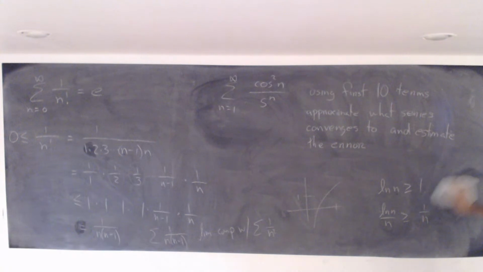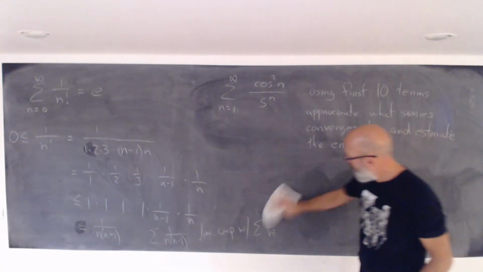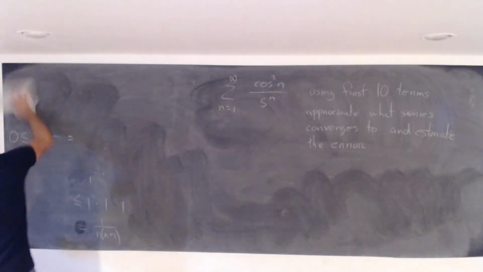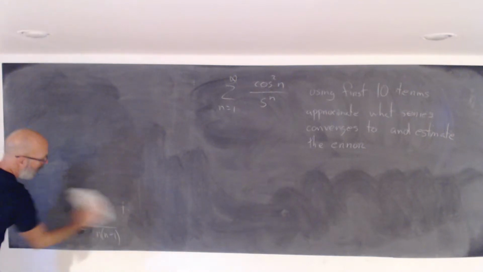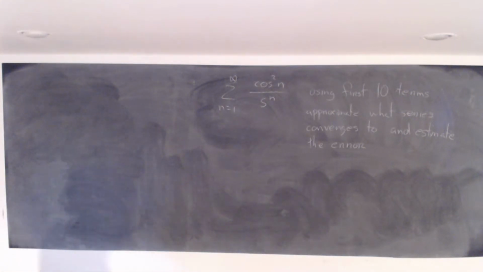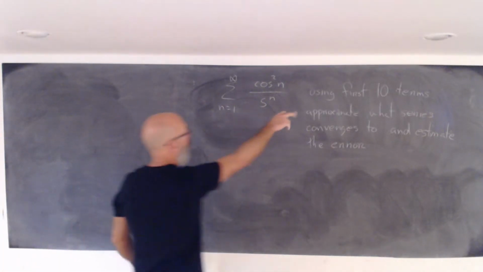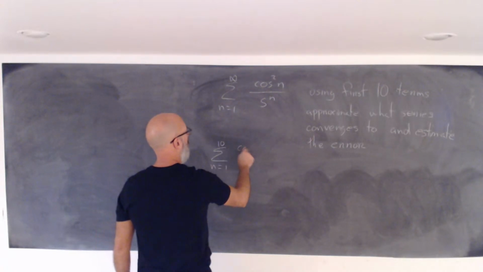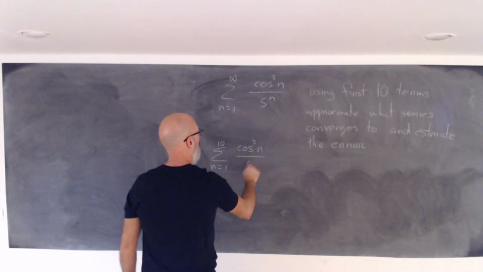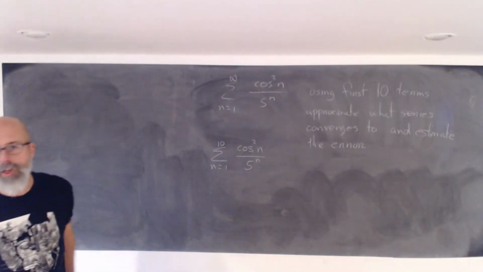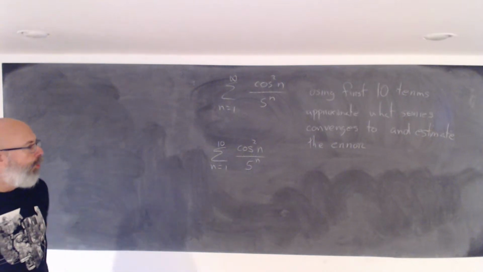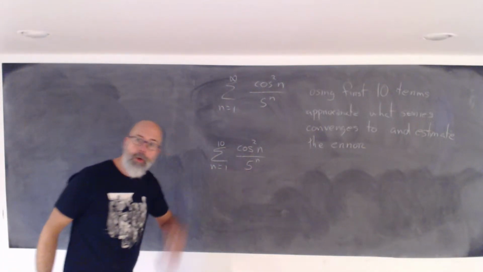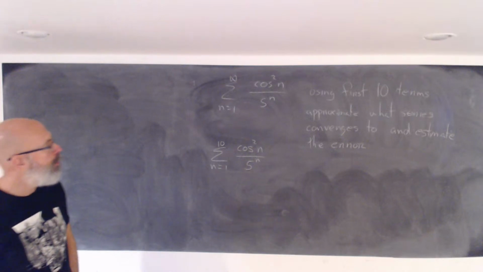A nice question. Well, I mean, the first part, you know what to do. You're going to just add up the first 10 terms, so 1 to 10. And that's it. So, using a calculator or using Wolfram Alpha, whatever, this is going to give you a numerical value, and that's going to be your approximation.